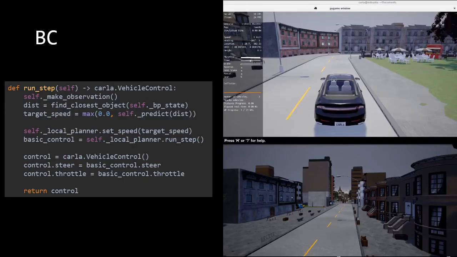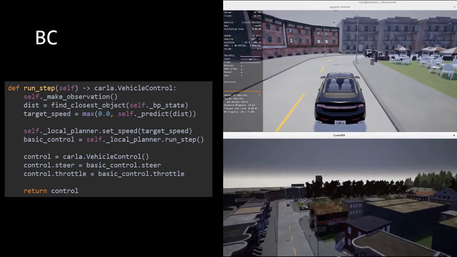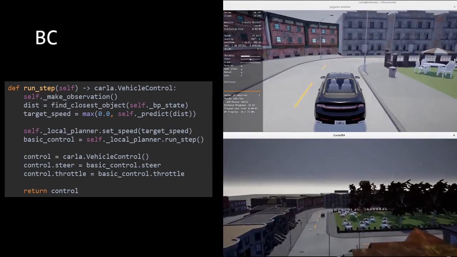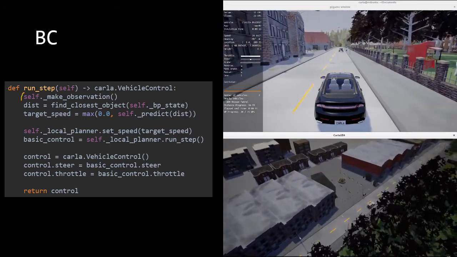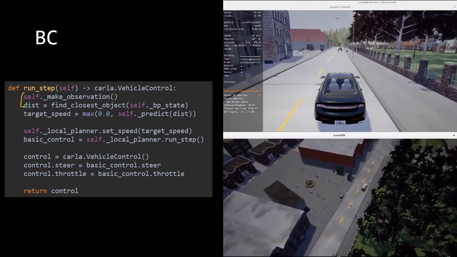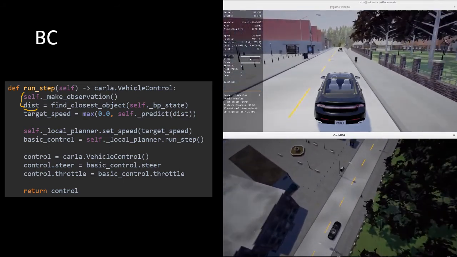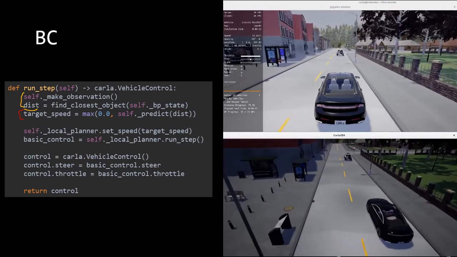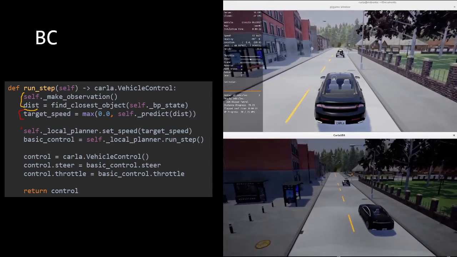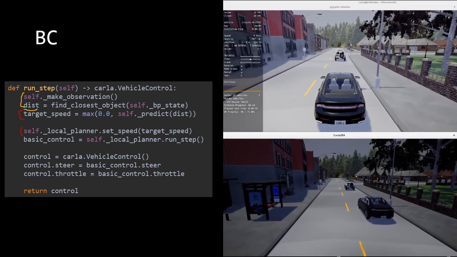All right, I've been testing it in a different environment. Again, I'm not showing everything. Just maybe interesting to see the code. Here I make an observation and extract the state, which is just the distance in that case. And then I apply this clipping, and then I apply the target speed to my local planner, which has a PID, and I let the PID control decide what should be the throttle to do that.